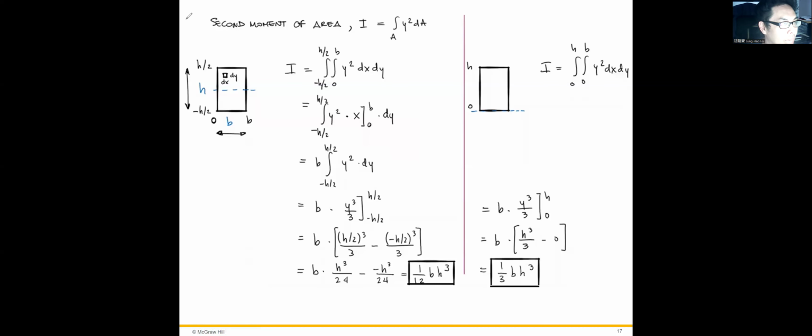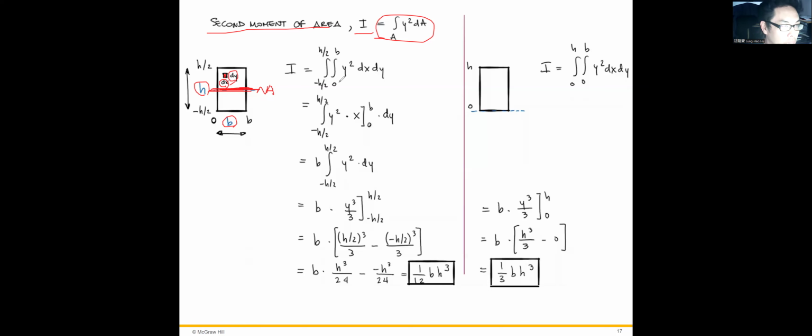Okay, so let's recap a little bit about the second moment of area. I equals the integration of y squared dA, right? So suppose we have the cross section and we pick up one small element whose area is dx dy. Okay, and here is the neutral axis, right? And the width of this cross section is b and the height is h.